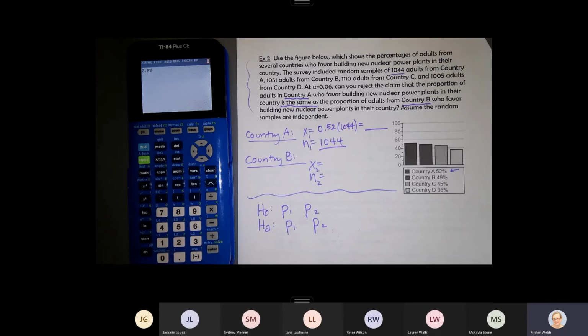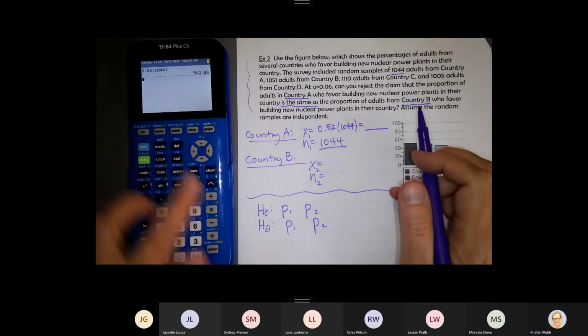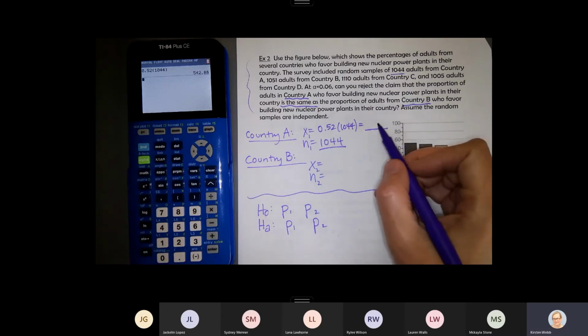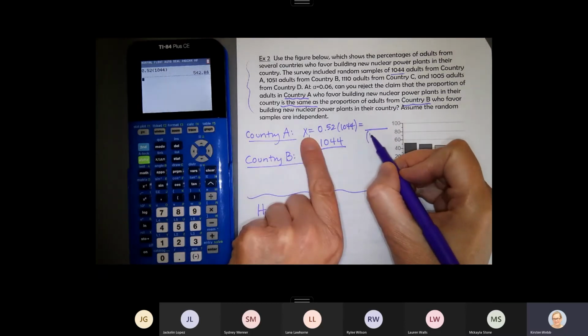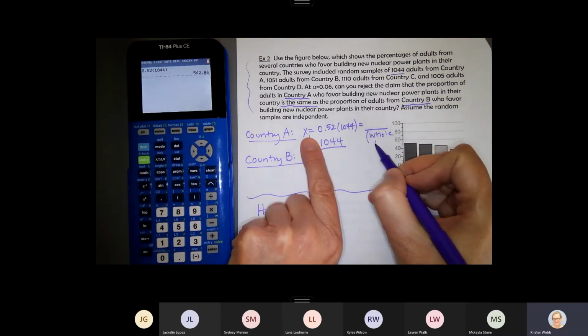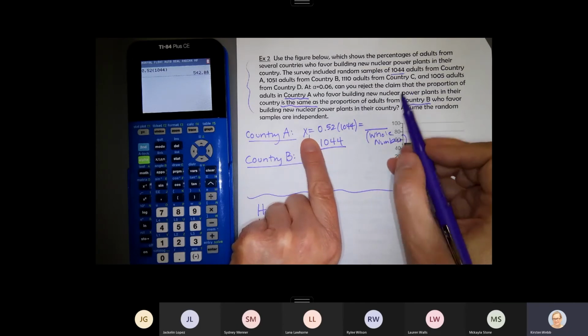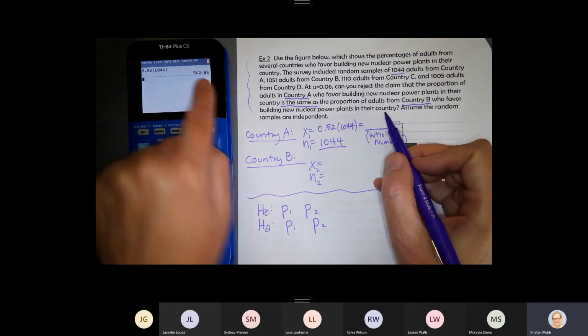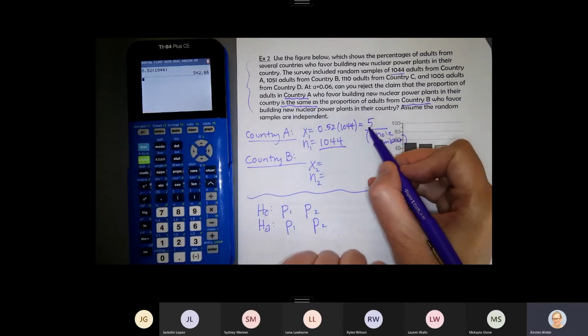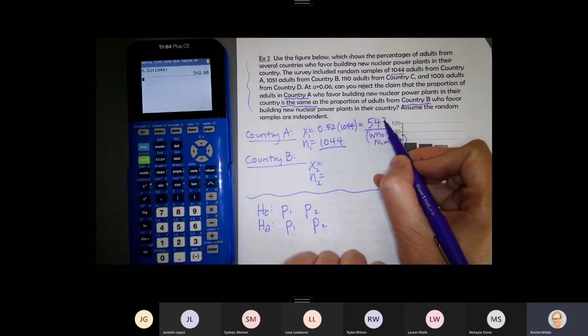We'll want to think of 52% as a decimal, and for "of," we'll multiply by 1,044. One thing that we need to keep in mind here is this X needs to be a whole number. So let's not put that decimal down. Let's round it to the nearest whole number. So 542.8 would round up to 543.